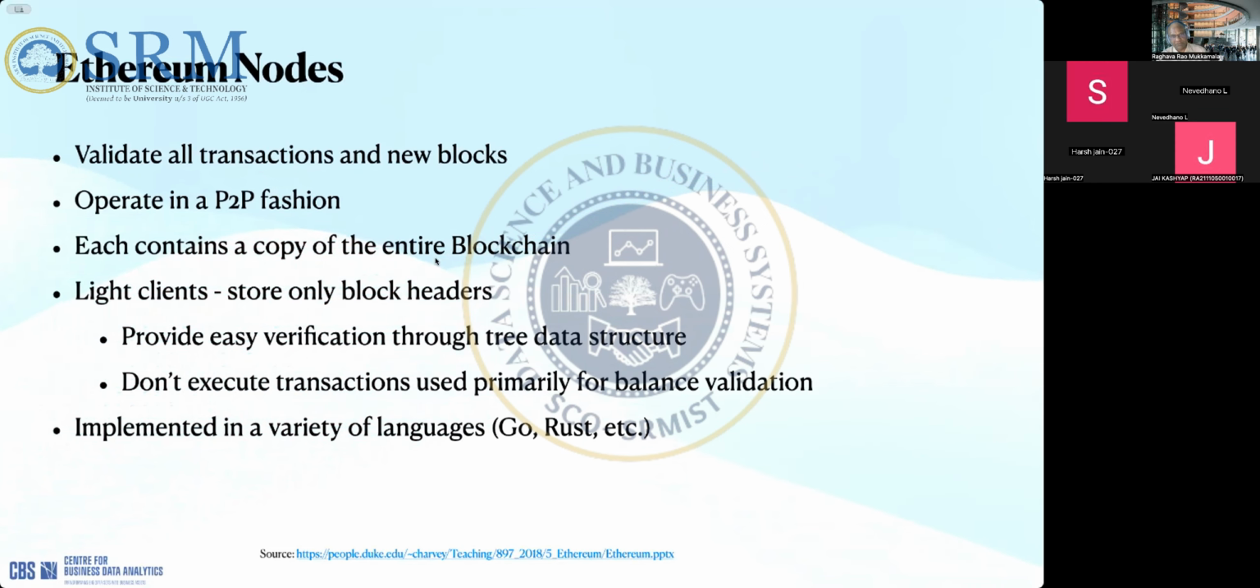Right. Similar to that, you also have light clients here, which only store the block headers, so that the basic purpose is easy verification through the tree structure. They want to verify the transactions, and especially the balance, right? For example, what is the balance of the account which is linked to the smart contracts and things like that.